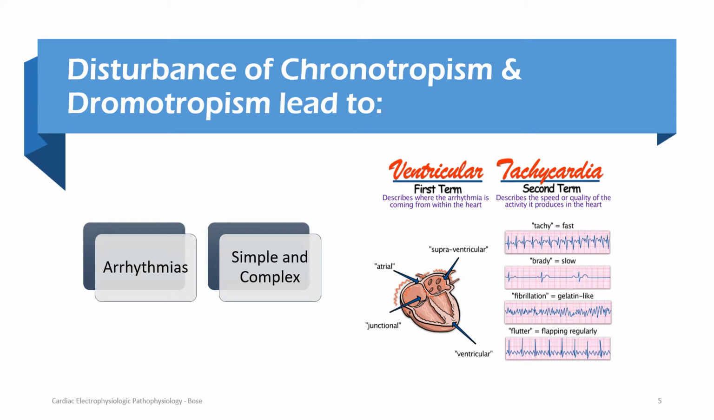The disturbance of chronotropism and dromotropism lead to what we call arrhythmias. Arrhythmia is a lack of rhythm, and they can be simple arrhythmias and they can be complex. When there is arrhythmia, there is loss of cardiac output because coordinated movement of the heart suffers. And those are topics that we will also explore in ECG reading.